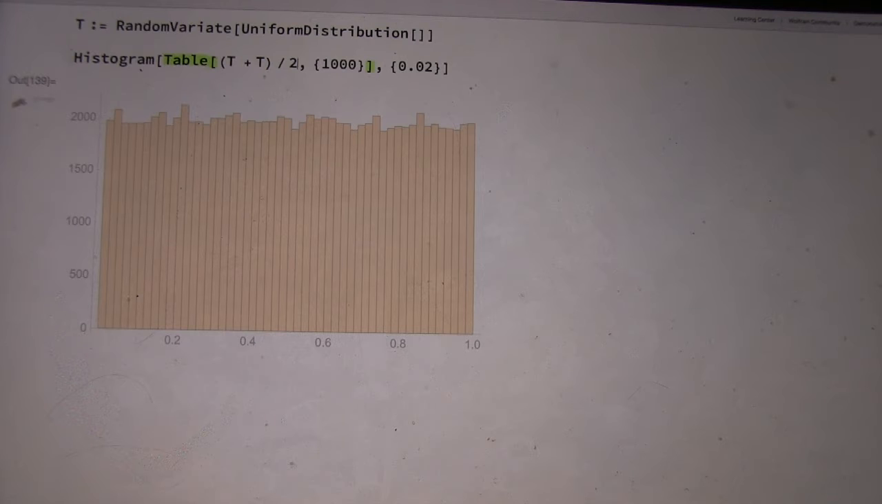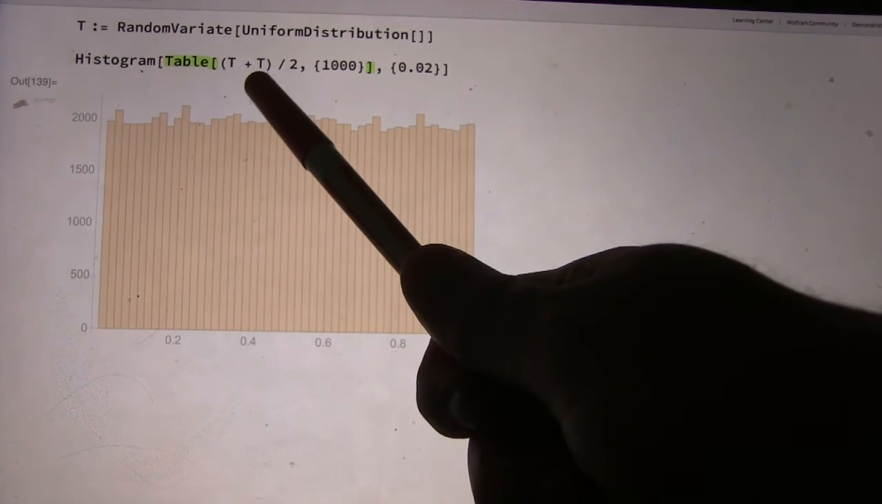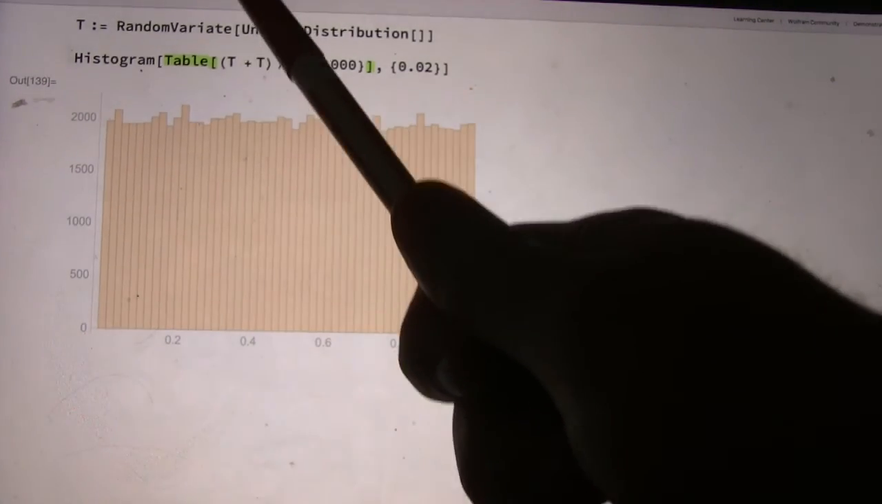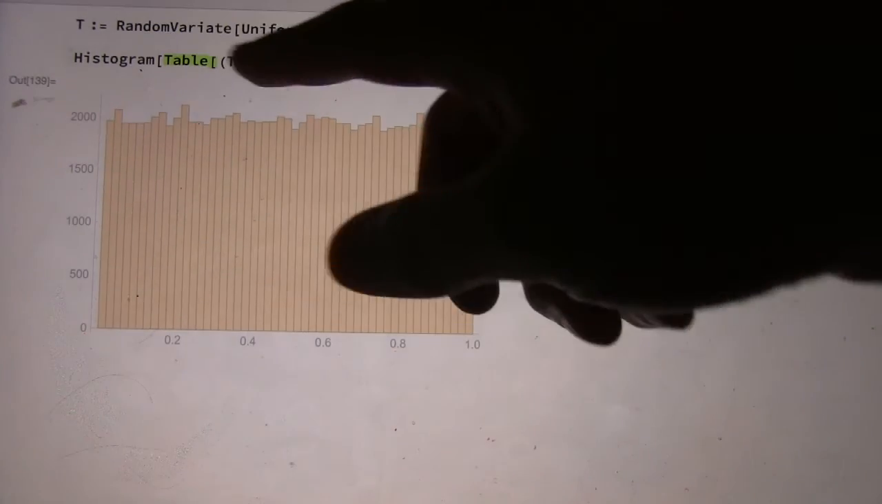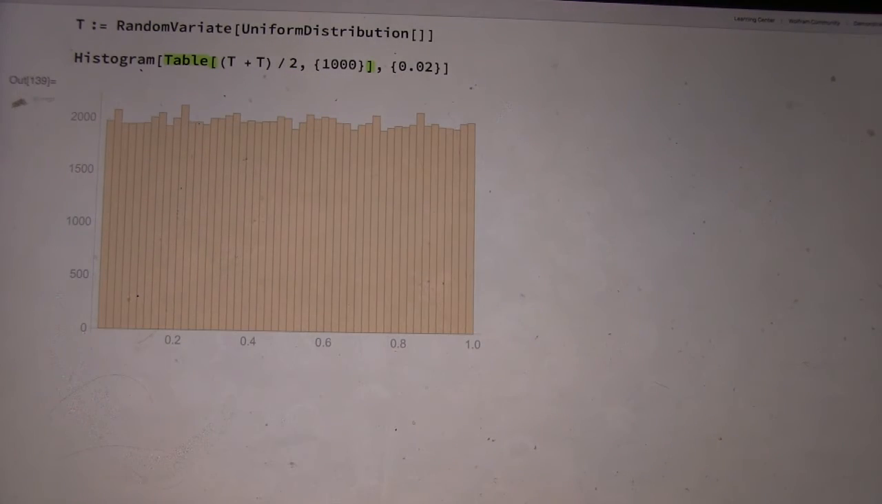Okay, so now, just to be clear, what I'm doing is I'm selecting one random number from 0 to 1, another second random number from 0 to 1, adding them together and taking their average. And then I'm doing a histogram, so I'm looking at the distribution of outcomes. So what is your guess as to what this is going to look like?